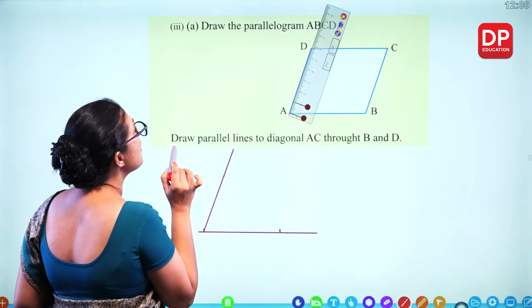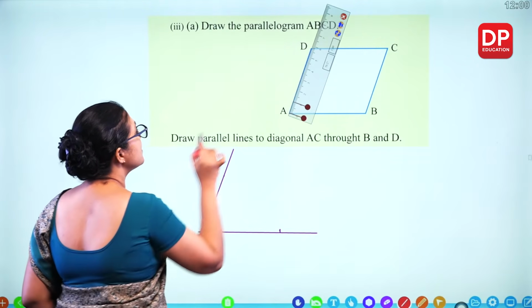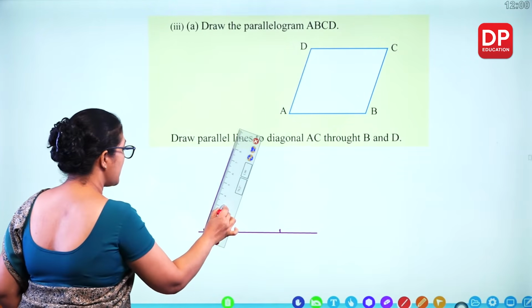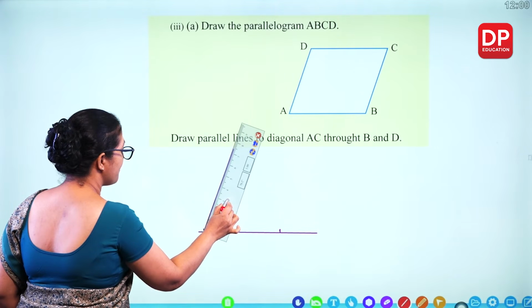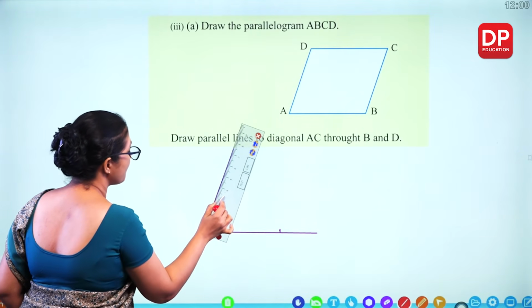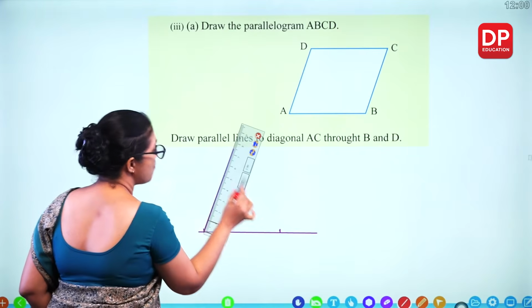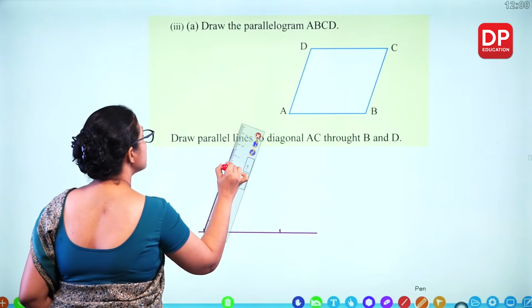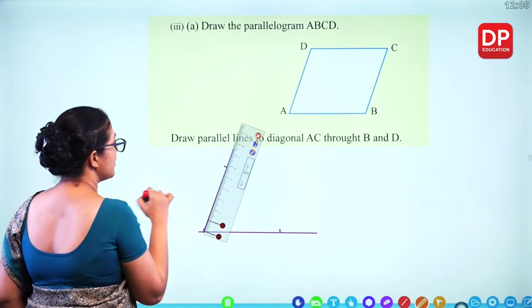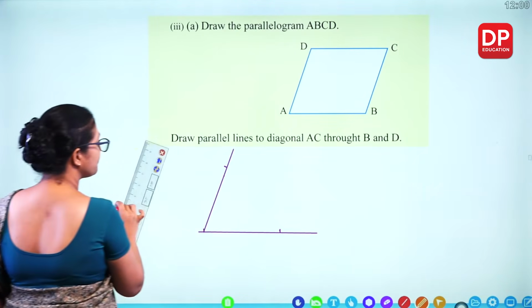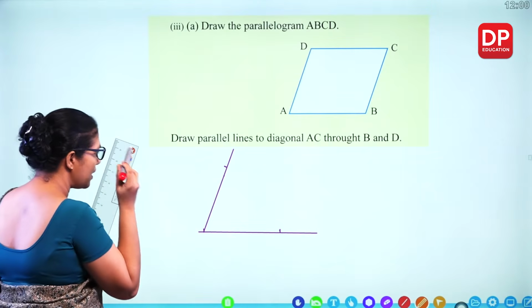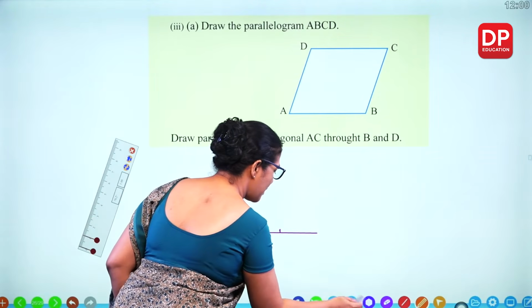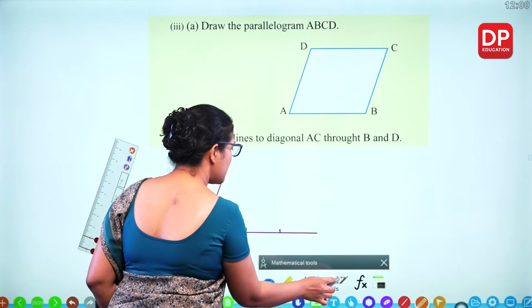That's 5.8. So 5.8, you can draw from here, somewhere here. Now what do we do? We can draw the parallel lines. For that you can take the set square.